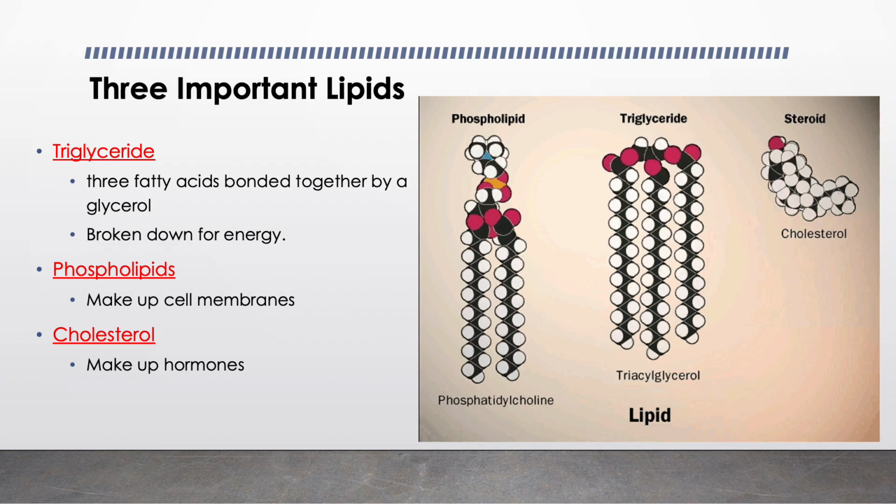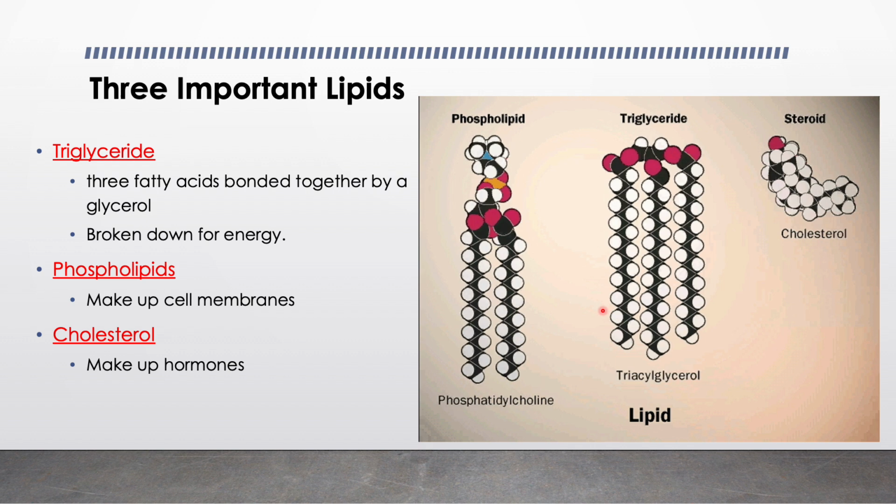Three important types of lipids. The first one is a triglyceride. Triglyceride, think of tri like the number 3. This is your fatty acid bonded together by a glycerol. That was that capital E structure. It just happens to be turned on its side, the backbone being the glycerol, and then the fatty acid chains being the three pieces that come off to give us that capital E structure.